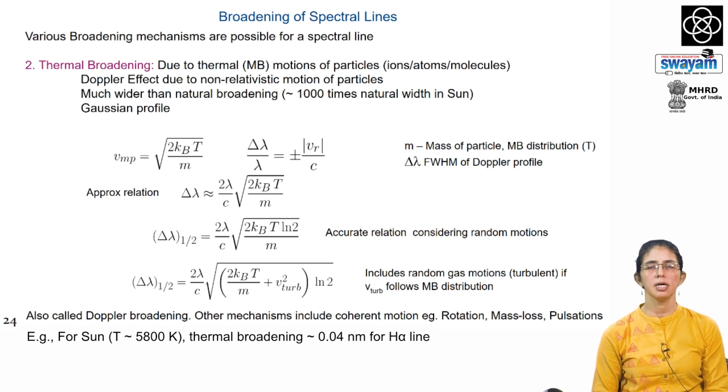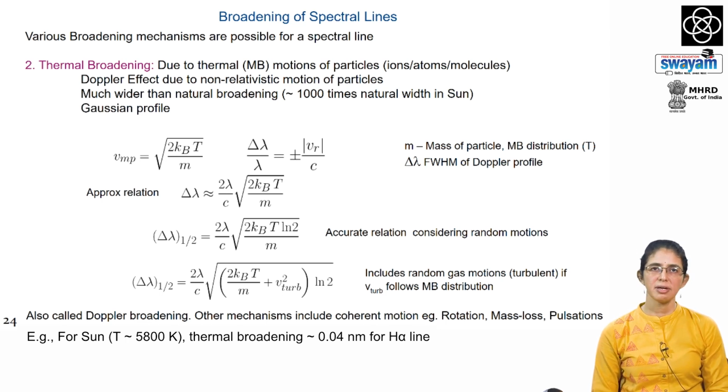However, we know that these particles are in random motions, and there could be other particles which have lower radial velocities. And if one takes this into consideration, one can get an accurate relation for the width of the Gaussian, which is given by 2 lambda by c times square root of 2 kBT ln 2 by m, where m is the mass of the particle.